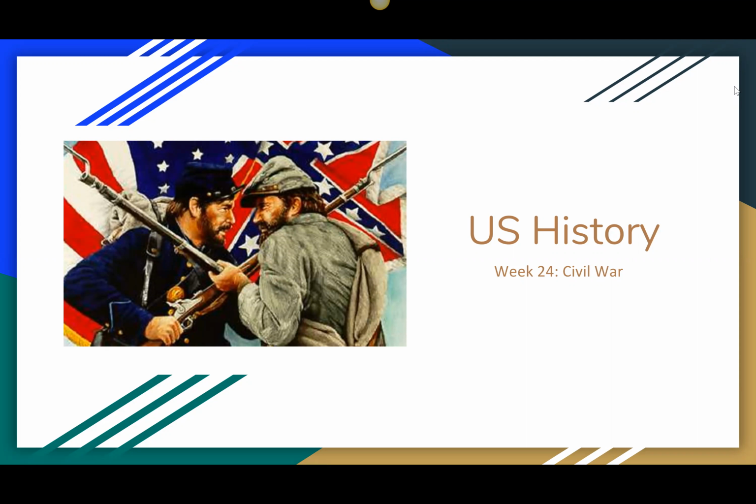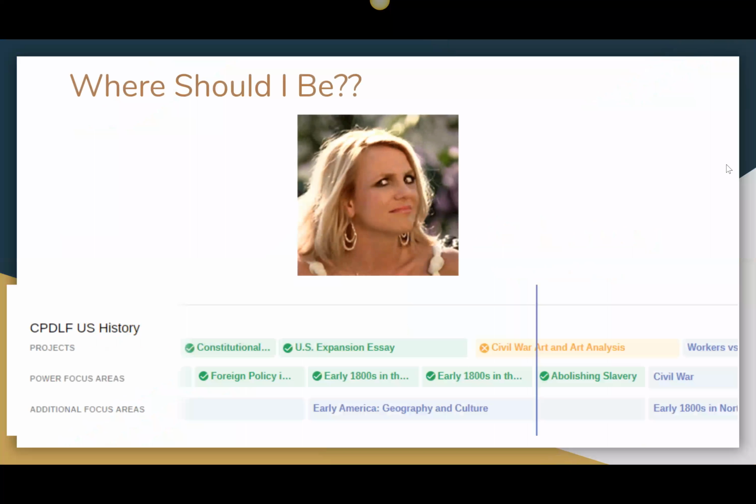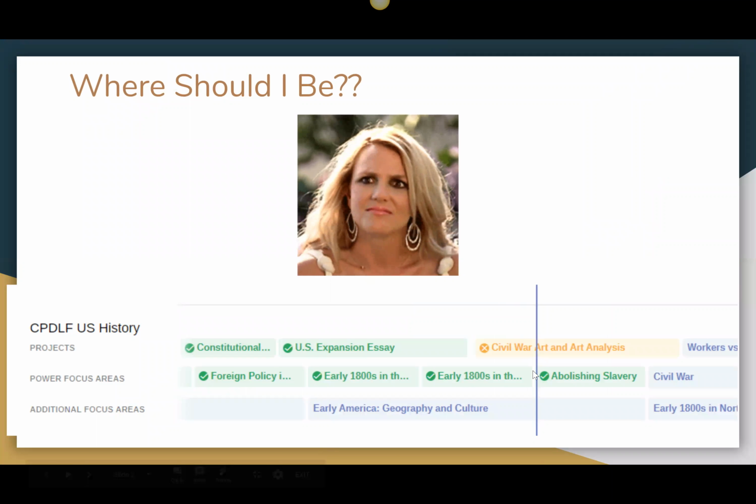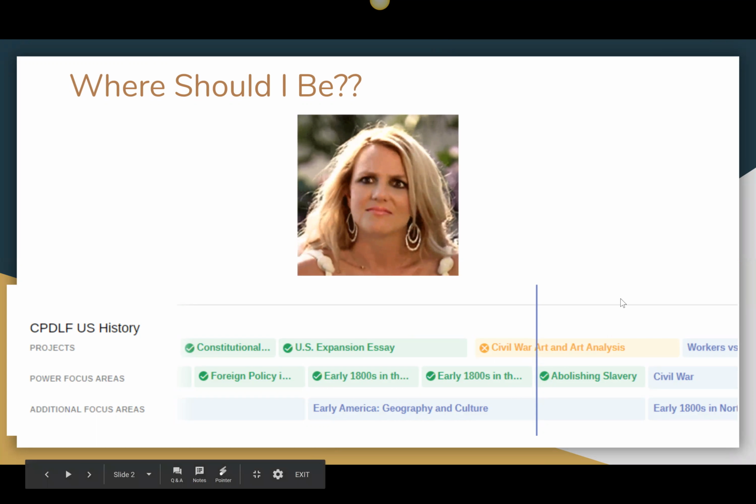Hi, everyone, and welcome to your Week 24 U.S. History launch. We're going to continue our discussion of the Civil War and the Civil War Art Project. This would be a sample of some Civil War art. If you're confused about where you should be, make sure you're looking at your year view. The goal is that everything to the left of this vertical blue line is turned green at this point. That would mean that you're on pace.